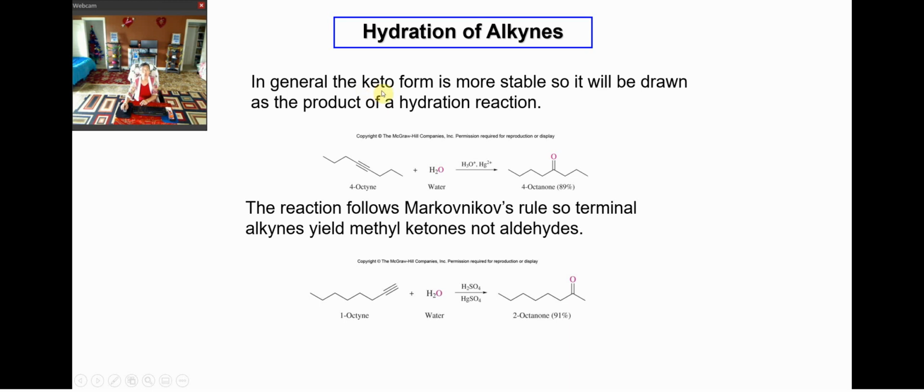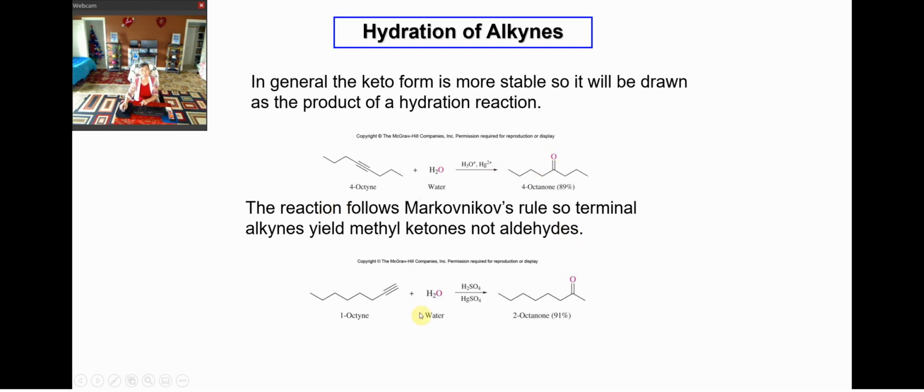Keto form is more stable. If I have my octyne, so 1, 2, 3, 4, 5, totally 8 different carbons. The triple bond is located at the number 4 carbons, you call 4-octyne. It is reacted with water under acidic condition using mercury sulfate in acidic solution. This catalyst is going to allow you to produce 4-octanone. So you form a keto form. So what happens? Just this carbon-carbon triple bond becomes a carbon-oxygen double bond.